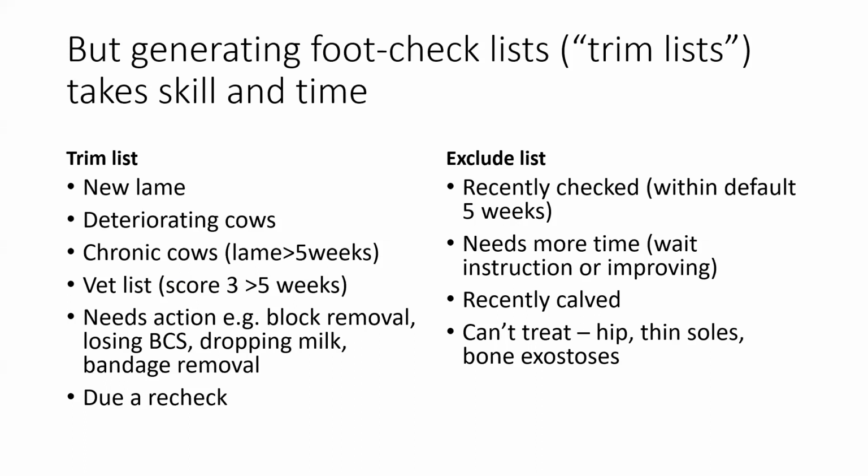And of course, on the list should be the new lame cases and the cows that might be deteriorating, going from the score 2 to the score 3, so worsening in their severity of lameness. Perhaps also the chronic lame cows that didn't respond to an earlier treatment. And I would suggest that actually we should probably give cows 5 weeks unless they're deteriorating. Then there'll be a group of cows, the score 3 cows, which if they've been score 3 for more than 5 weeks, probably should be presented to the vet.